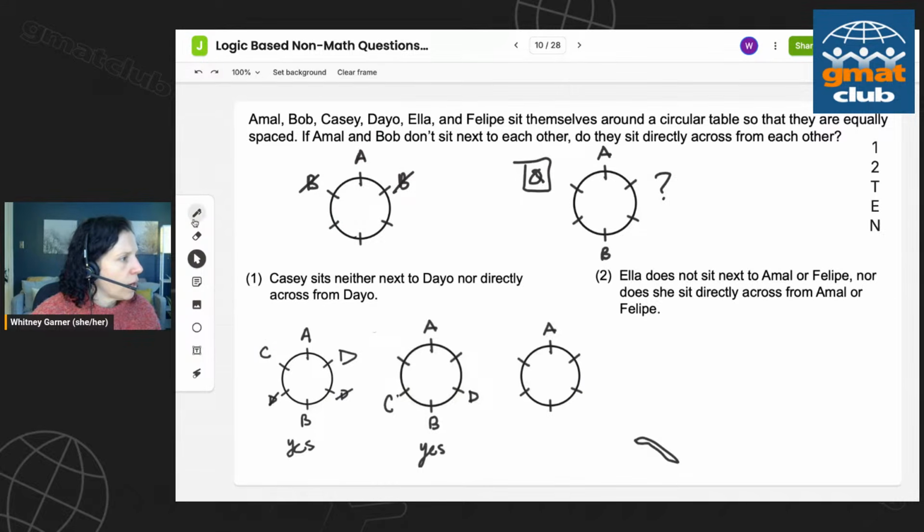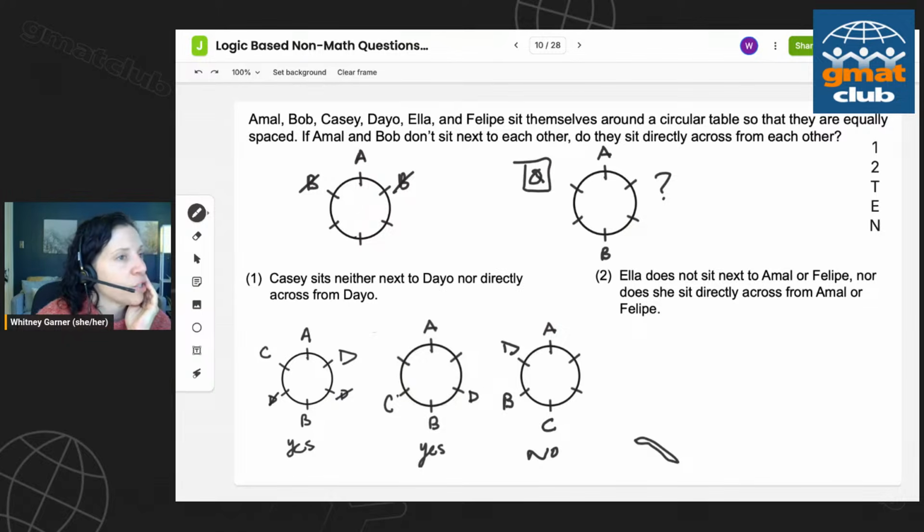Okay. So if I put Casey right here, then I can't put Deo directly across nor directly next to Casey. So Deo's going to have to go in one of these. But it turns out I could put Bob over here. So I finally got a no answer. Finally, right? I finally have achieved my no answer.